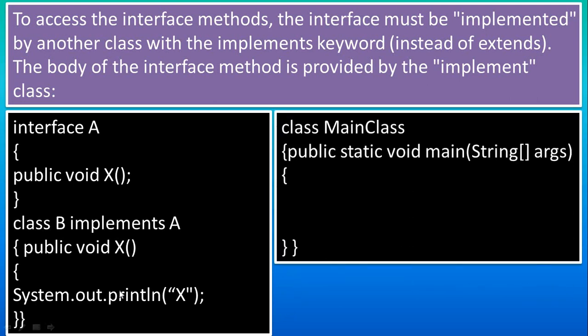For the execution, in the main method you have to create an object of B, because you cannot create an object of an interface, since it is nothing but an abstract class. So here you can write b.x. If you write this, it will run the method x and you get the output of x in the program.